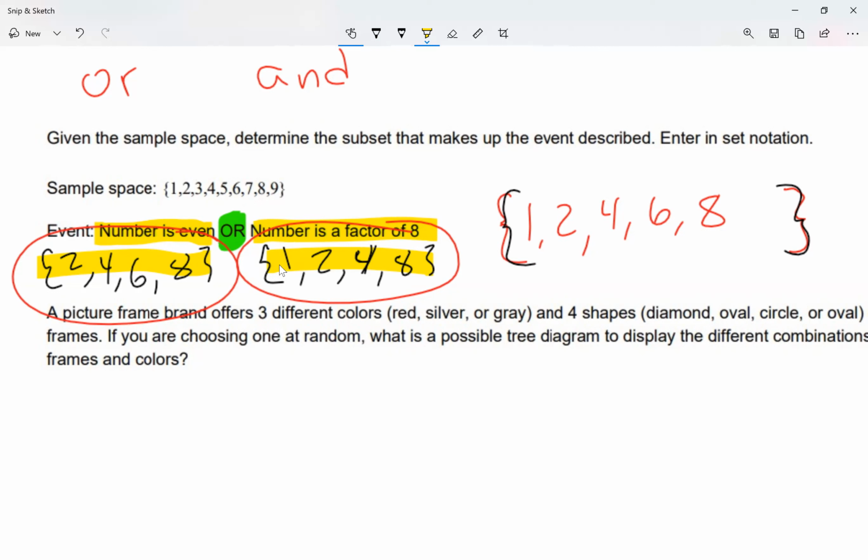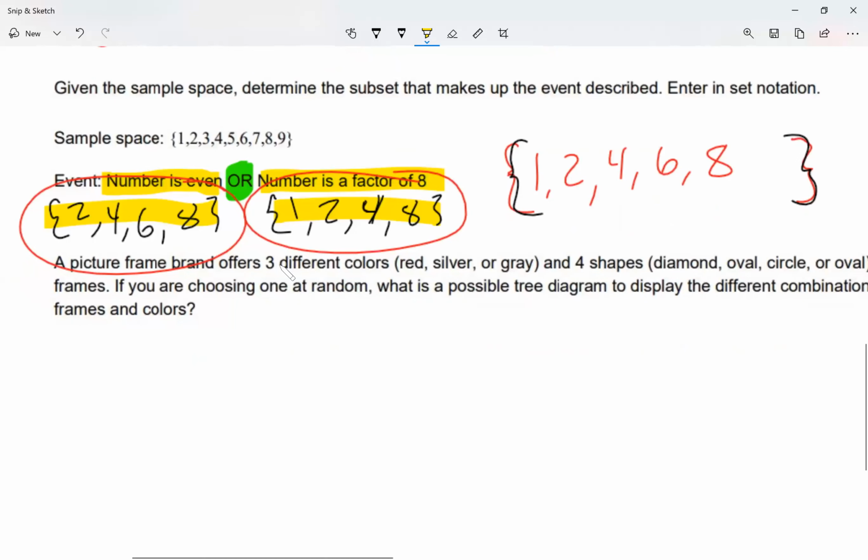And because I use the word or, in order for me to write it in my final answer, it has to be in at least one of the subsets. If I use the word and, it has to be in both subsets. So in this case, for example, if I had used the word and, the number is even and the number is a factor of 8, I would have included only 2, 4, 8. Only the numbers 2, 4, 8.